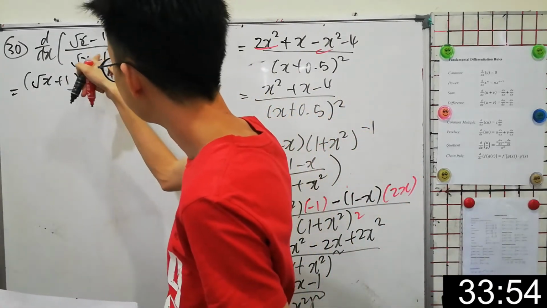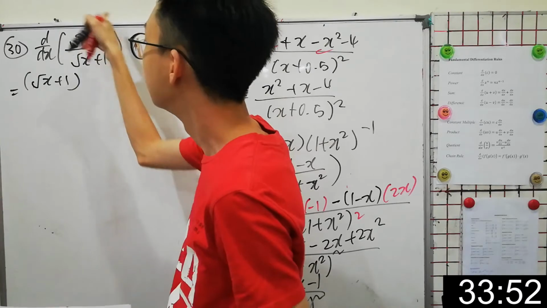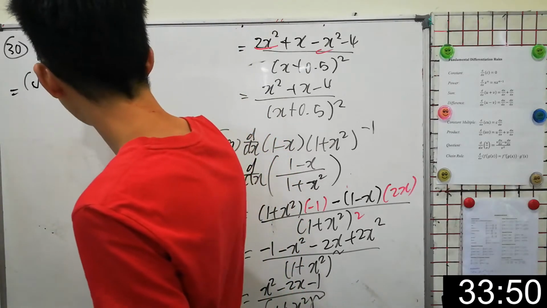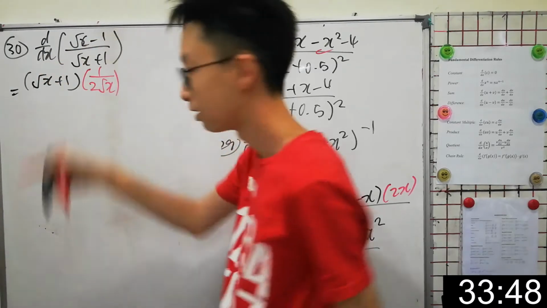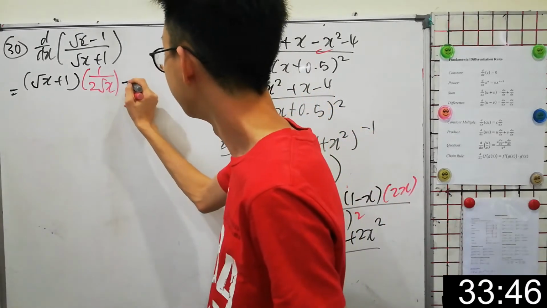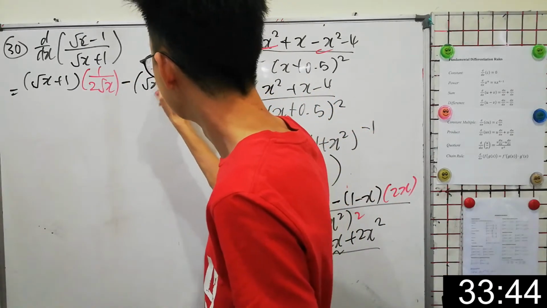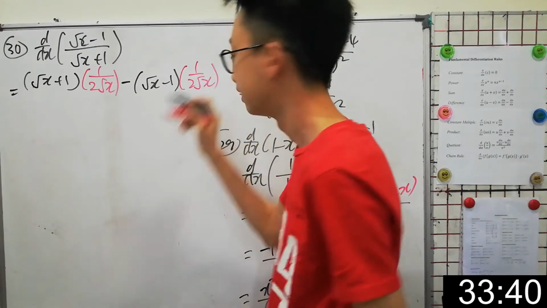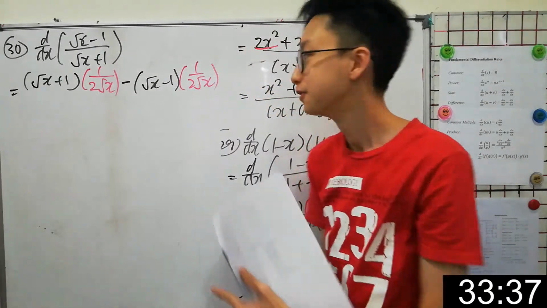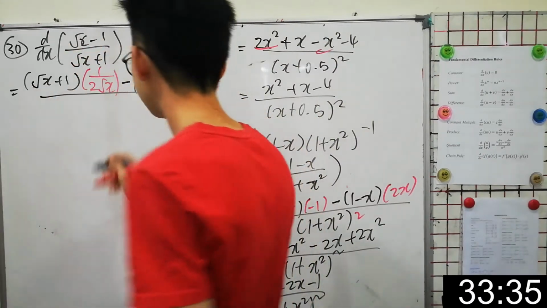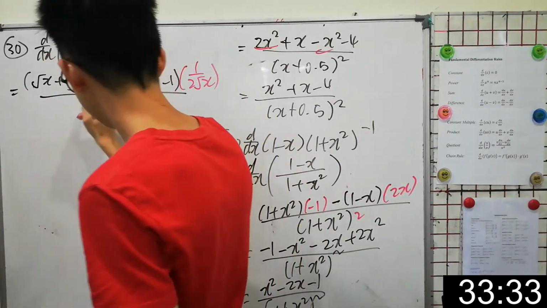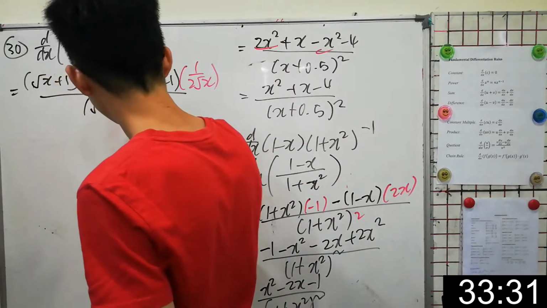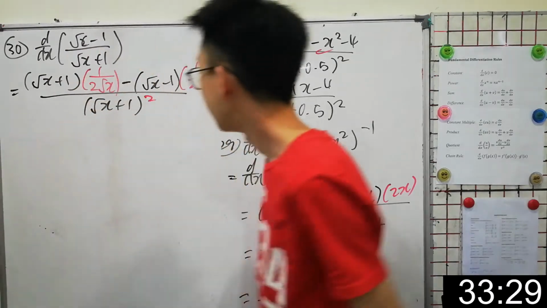You differentiate the numerator. So it is 1 over 2 square root x, minus 1 becomes a 0, right? Then minus, you copy top, differentiate bottom. Again, this is 1 over 2 square root x. See, this is very useful, right? You can just use this shortcut in your exam. Then bottom squared.